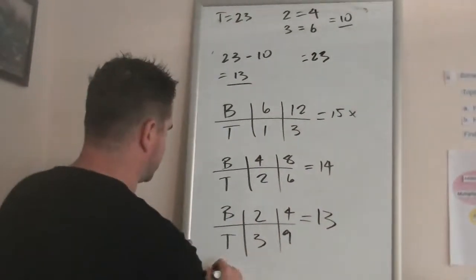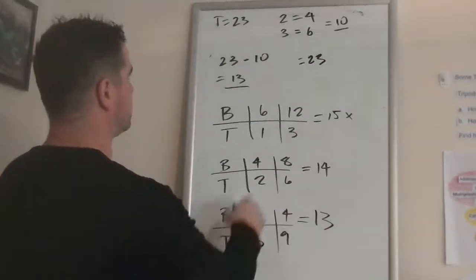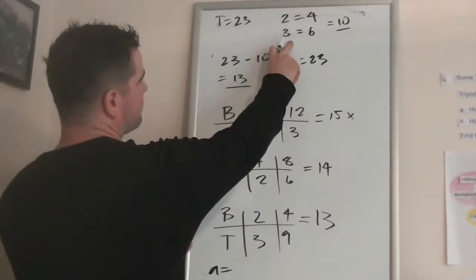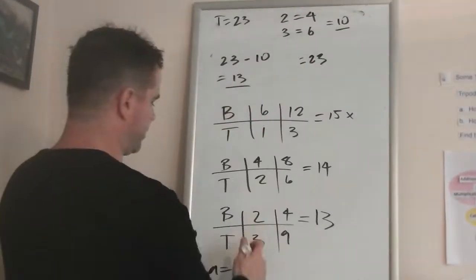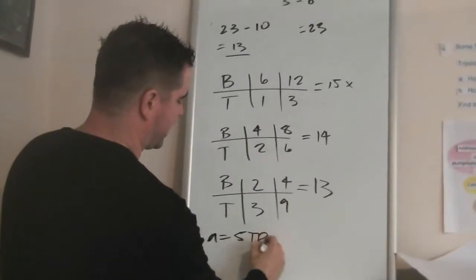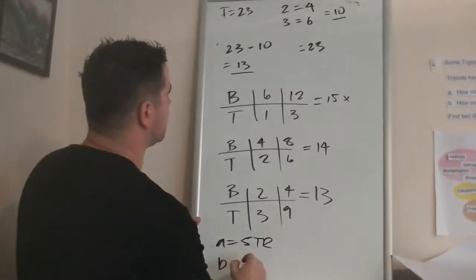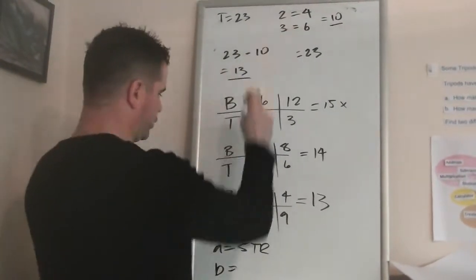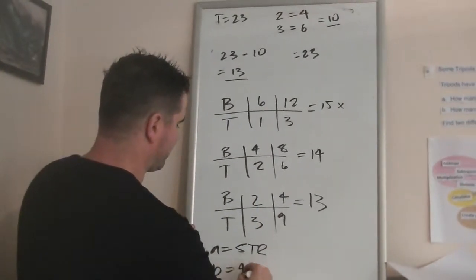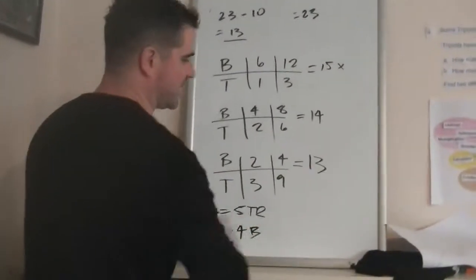So the first answer is A equals tripods. We've got 2 here plus 3 there, so it's 5 tripods. B equals, we've got 2 plus 2, 4 bipods. So there's our first answer. Alright, let's have a go at finding another answer using the same strategy.